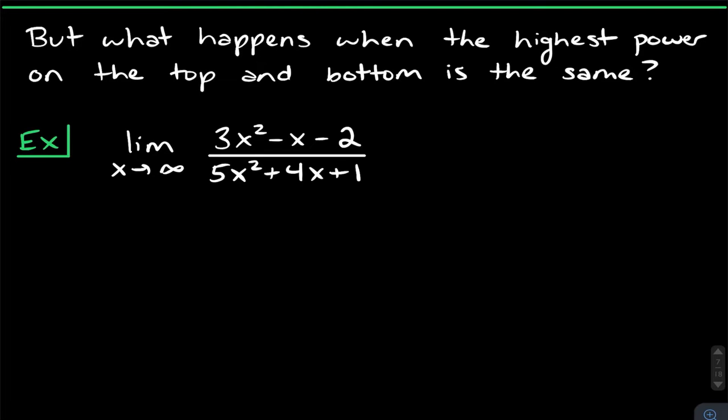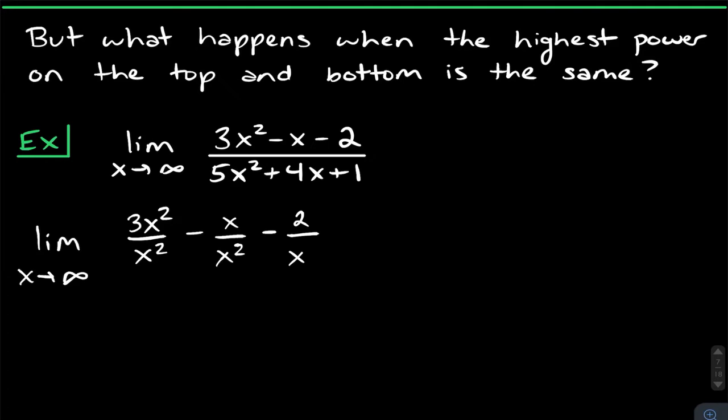We're going to divide by the highest power on the top and bottom. If we do that, we get a 3x squared over x squared minus x over x squared minus 2 over x squared.